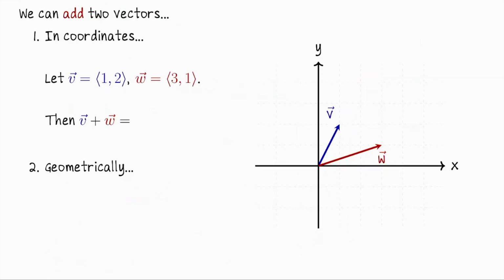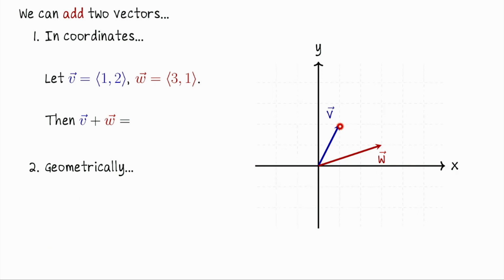Okay, let's look at another vector operation. Given two vectors that live in the same setting, so either they're both in R2 or they're both in R3, then we can add them together. So again, we'll talk about this algebraically and then geometrically.